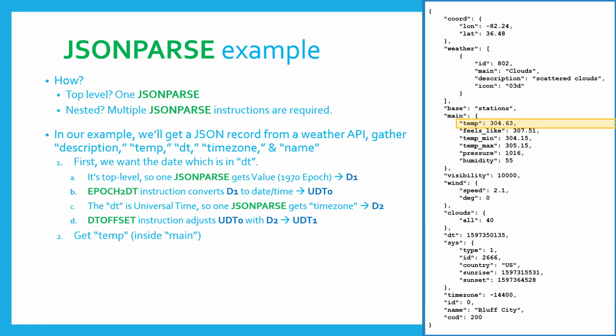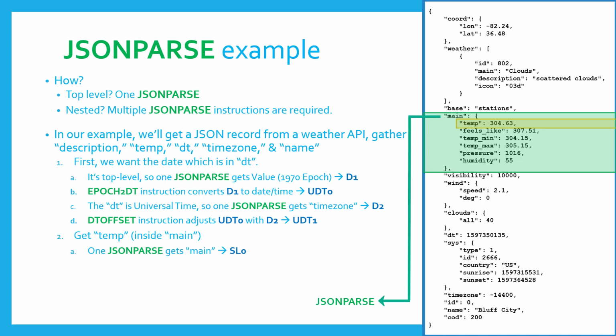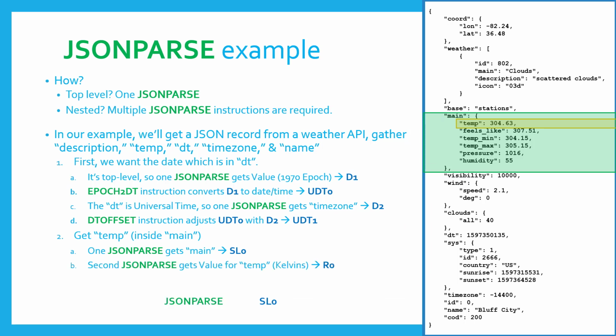Next, we want to get the current temperature for that city. This is in temp, but notice it is stored inside of main. Also notice this value is in kelvins, another issue we'll have to deal with. We'll use a JSON parse to get main first and store that in string SL0. Another JSON parse will search SL0 and retrieve the value from temp, and we'll store that value in R0. We'll then use a math to calculate Fahrenheit and store that in R1. We now have the date and time and temperature of our fair city.